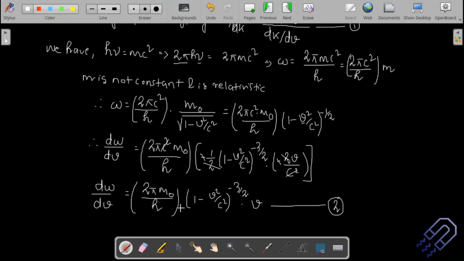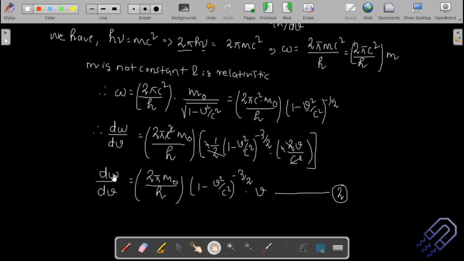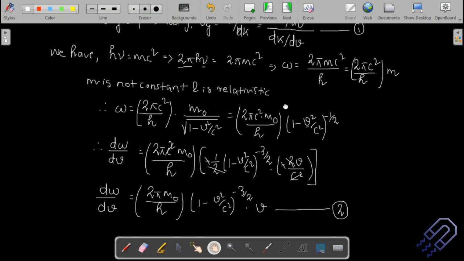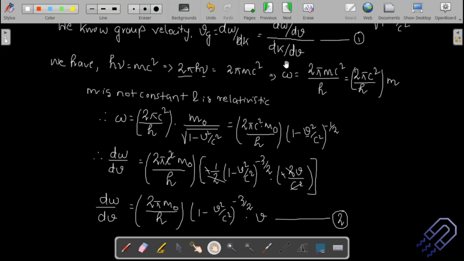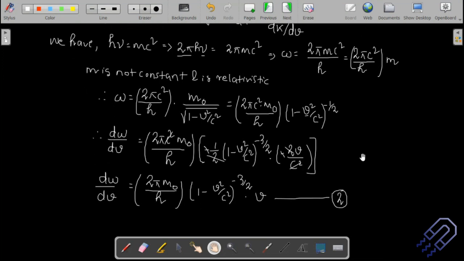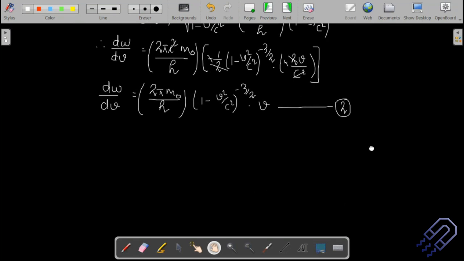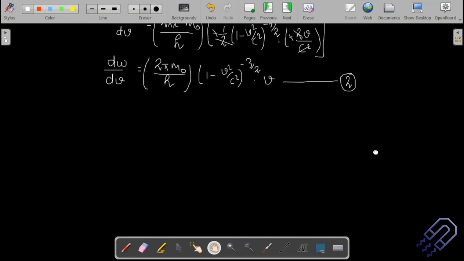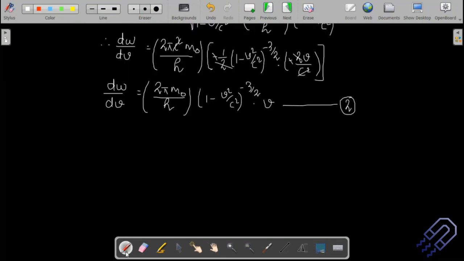Okay, so mark this. This is the numerator that we have already derived. What do we need? We have found out d omega by dv. What we now need is dk divided by dv. So now we are going to derive dk divided by dv. Okay, so let's derive dk divided by dv. Take your time, solve it and check if you're getting this.